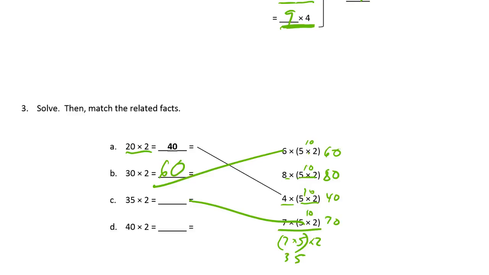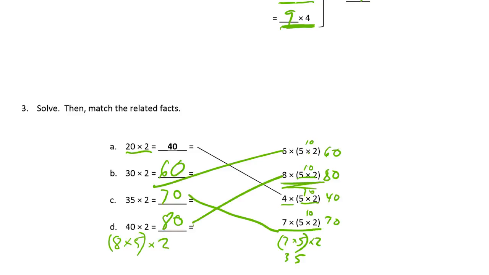40 times 2. 40 times 2 is 80. Now you can see this 40 is the same as 8 times 5 times 2. And that's what they have here. We just move the parentheses from around the 8 times 5 to make it 8 times 5 times 2. To make it easier to think of 8 times 10, 80.